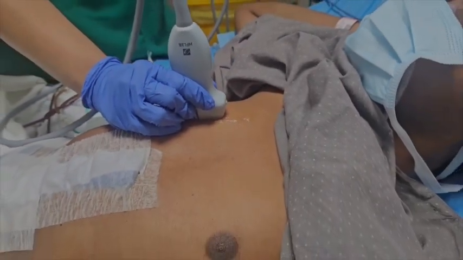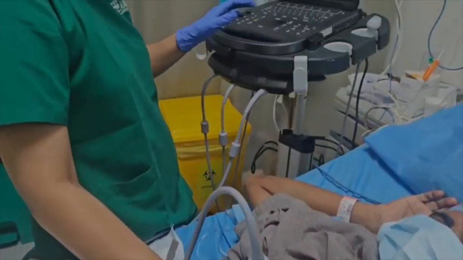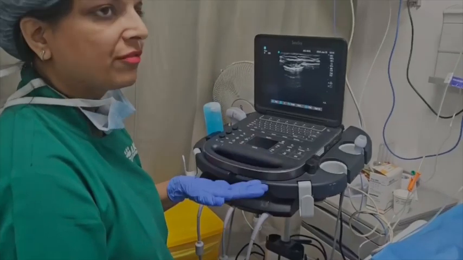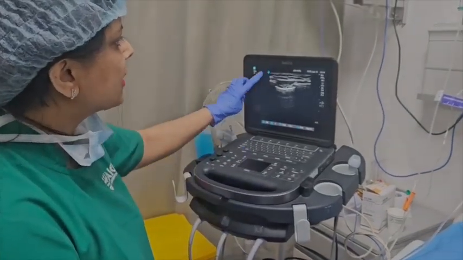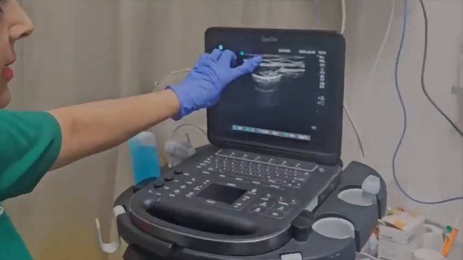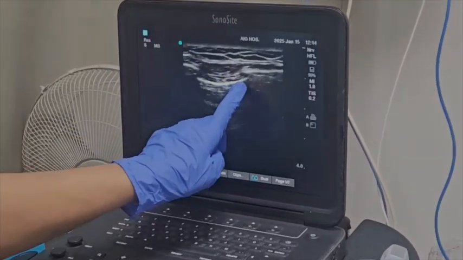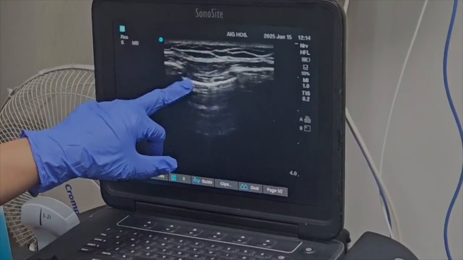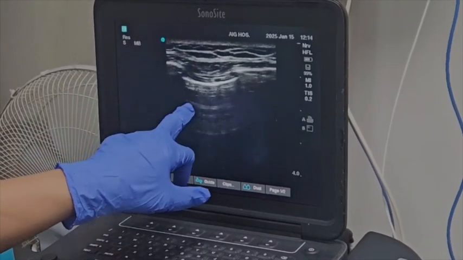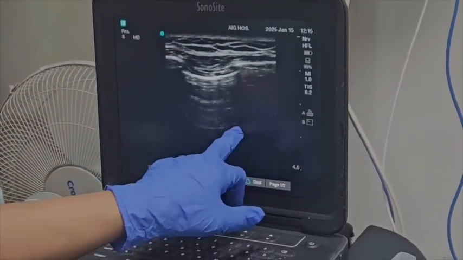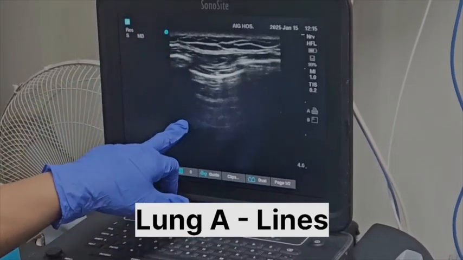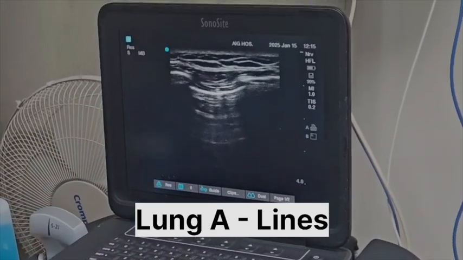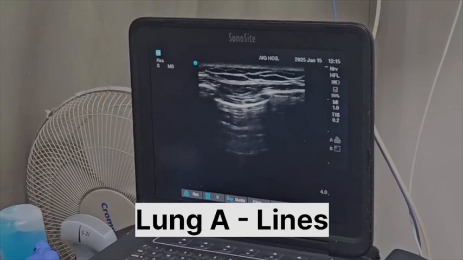Another sign that we see in the normal lung is the A profile, that is the A line. As you can see, this is skin, subcutaneous tissue, muscular layer, and this hyperechoic layer is the pleural line. Just below that, equidistant from the skin, we can see another hyperechoic line. These are the reverberation of the pleural line. That is the A profile, which is very normal in a normal lung.